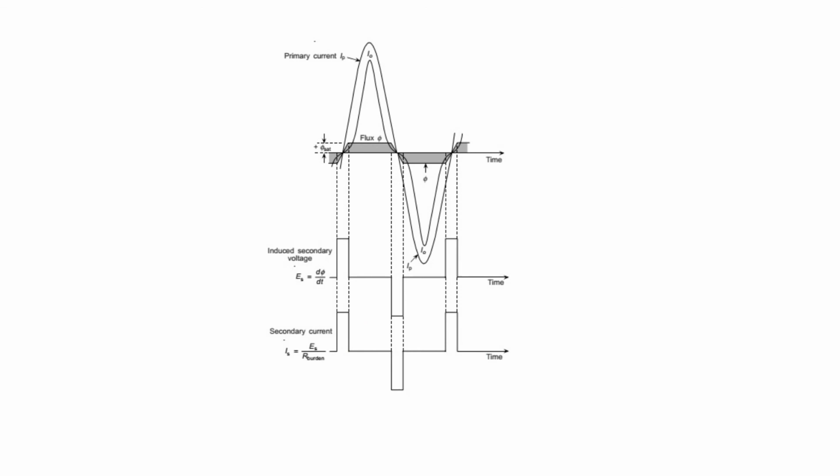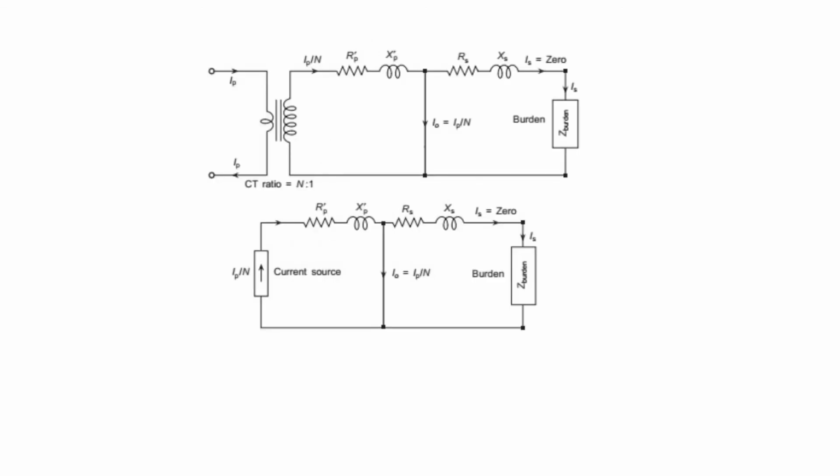So now from this discussion we can model the saturated CT. How can we model the saturated CT? We have a new model in the case of a saturated CT. It can be seen that the magnetizing branch is replaced by a short circuit, because the maximum of the current is flowing through the magnetization branch, and negligible current is available for the burden and this secondary branch.